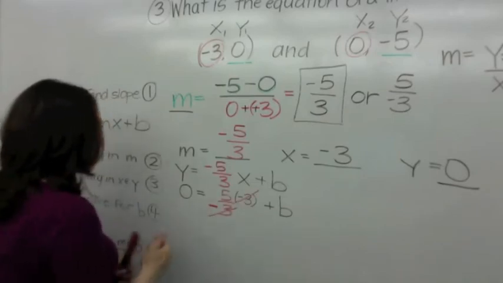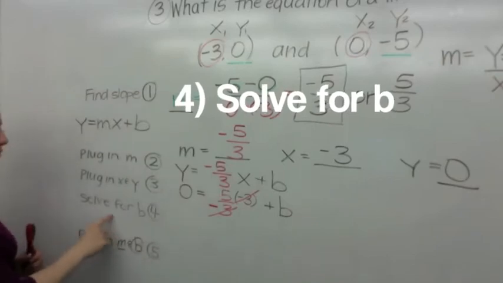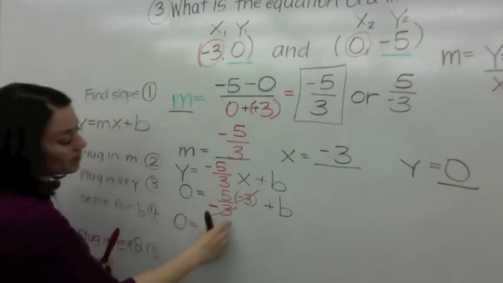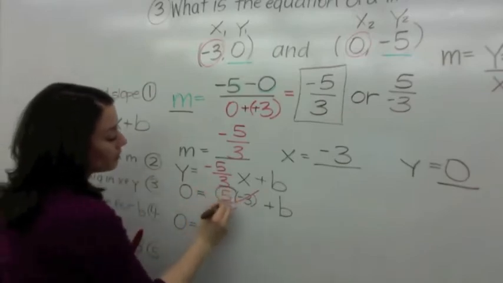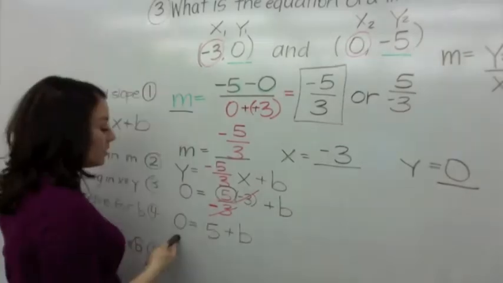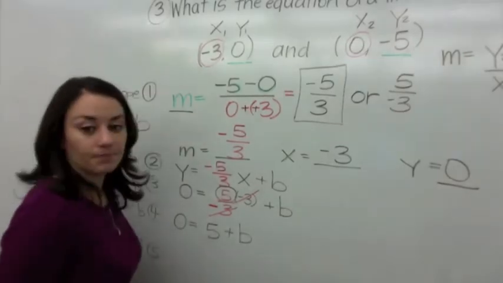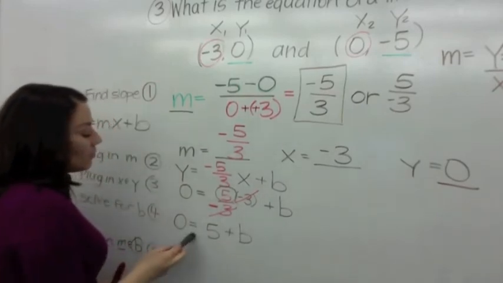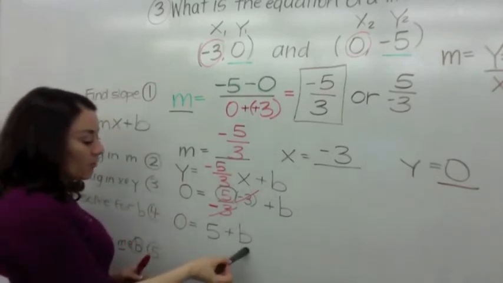So now let's solve for b. What are we going to do? Solve for b. So we say, okay, 0 equals, well, we crossed out the negative 3's, but what is left? We have 5. 0 equals 5 plus b, okay? And if 0 equals 5 plus b, we need to solve for b.